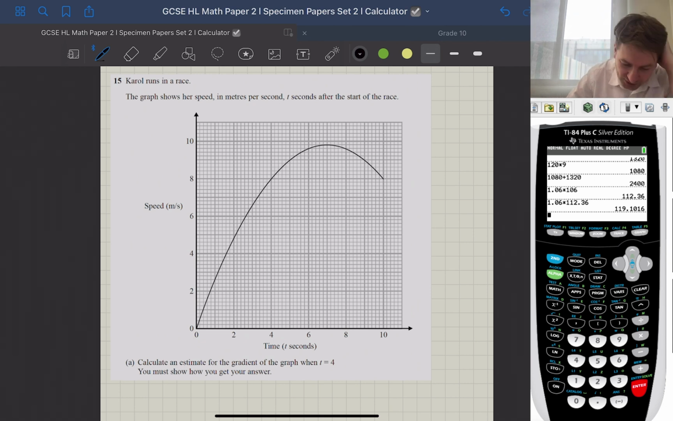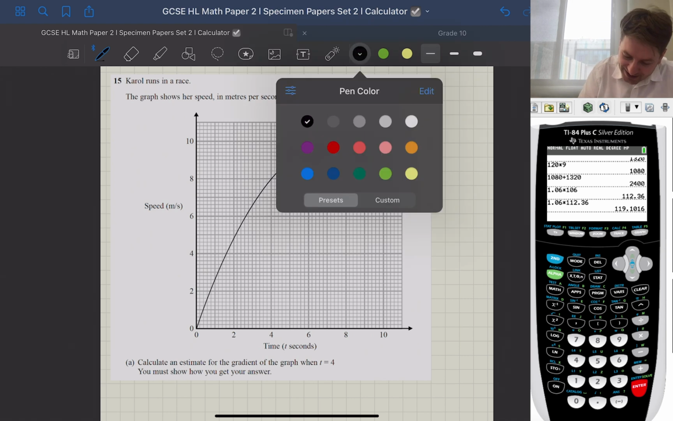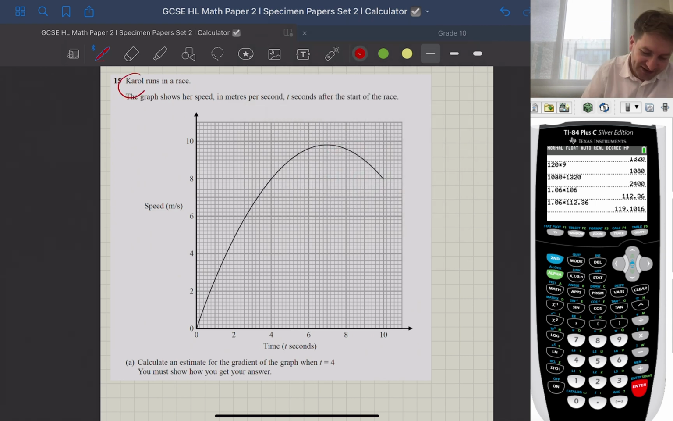All right, so there we go. Carol is a character. If you know, don't be a Carol. But in this case, she is running a race, and this graph shows her speed in meters per second after the race.